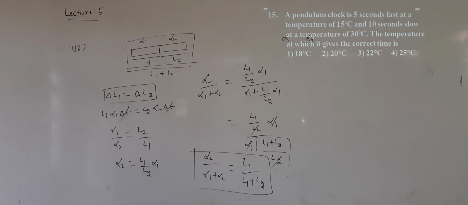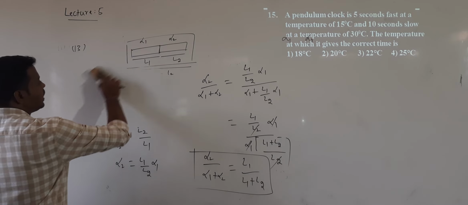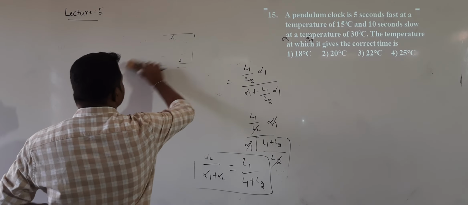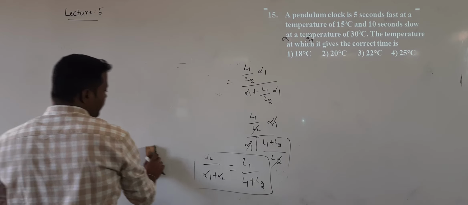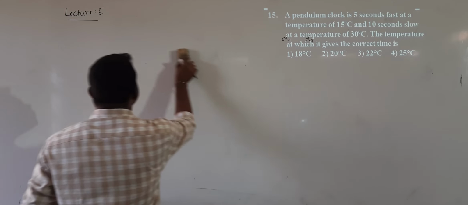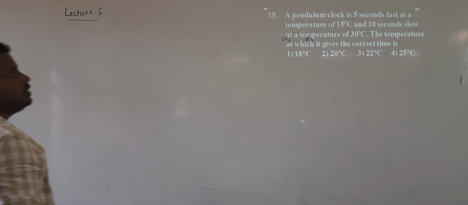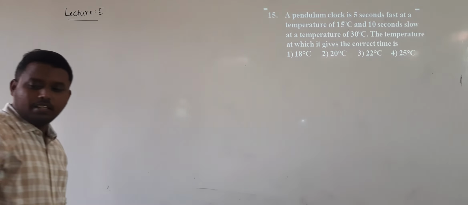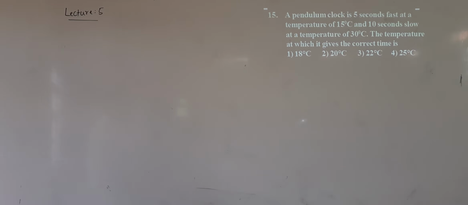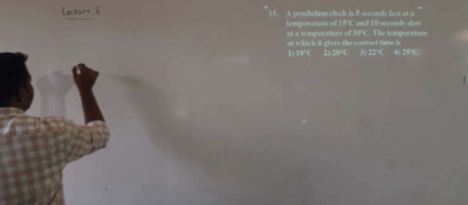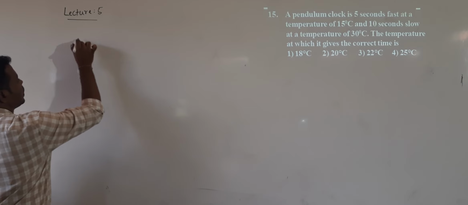Next, question number 15. This is a question based on the pendulum clock. The question is: a pendulum clock is 5 seconds faster at a temperature of 50 degrees Celsius and 10 seconds slower at a temperature of 30 degrees Celsius. Find the temperature at which it will keep the correct rate. This is also an important question.